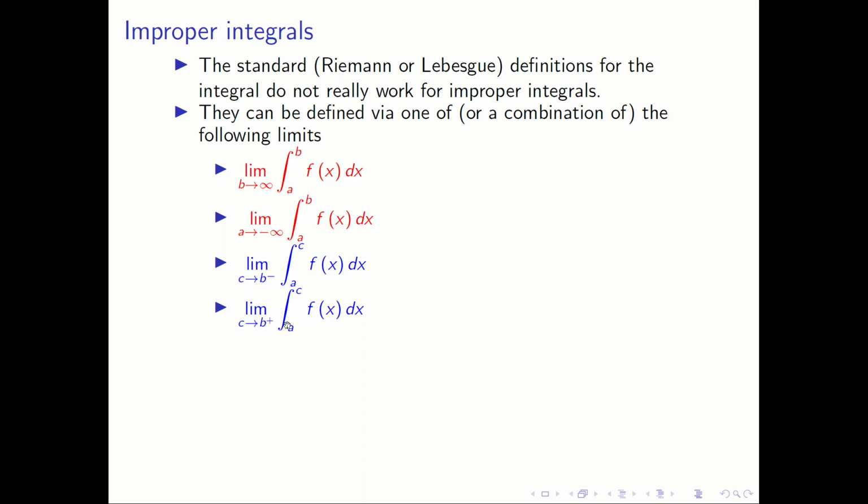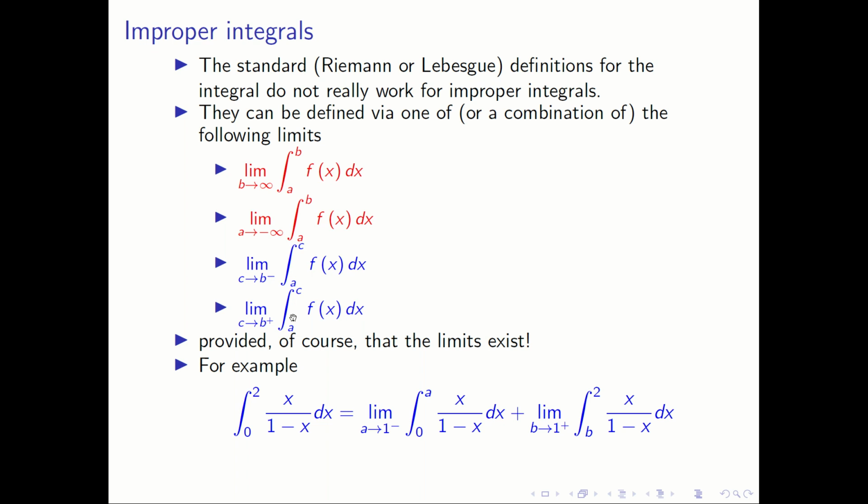This is a slight typo here. This should have been the other way around. Anyway, the basic idea is that you can take limits of otherwise well defined integrals and then calculate. If those limits exist, then the improper integral exists. Of course, these limits may not exist, in which case the improper integral frankly does not exist.